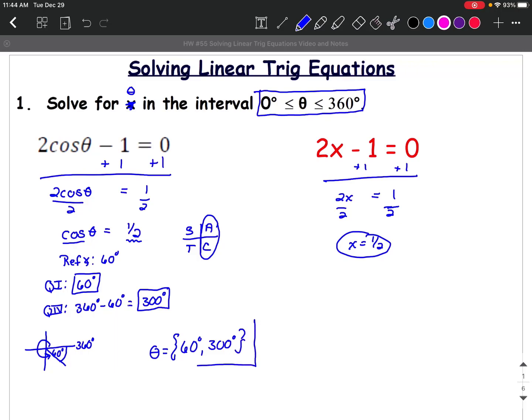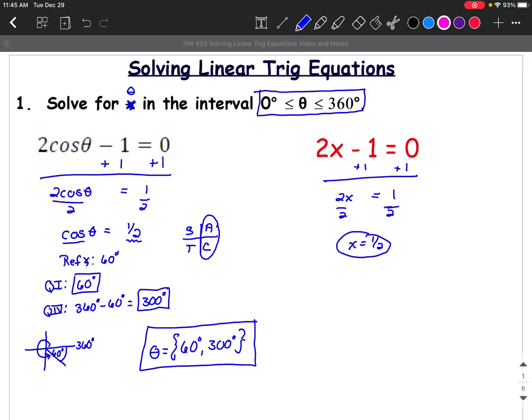So notice in traditional linear equations, we only get one solution because it's x to the first. And we know with polynomials of first degree, we only get one solution. Trig equations are not polynomials. We can get more than one solution. We could have one solution, no solutions, two solutions, or many, many solutions. And in actuality, there are an infinite number of solutions, except I restricted the domain to only look for the solutions between 0 and 360 degrees.